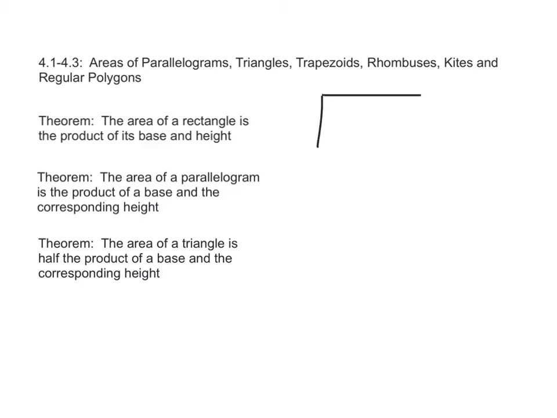So if I draw a rectangle, obviously a rectangle is one that has the right angles. So if I call this, we'll just call this base times height. So area of a rectangle, area equals base times height. Pretty straightforward. Nothing terribly difficult there.